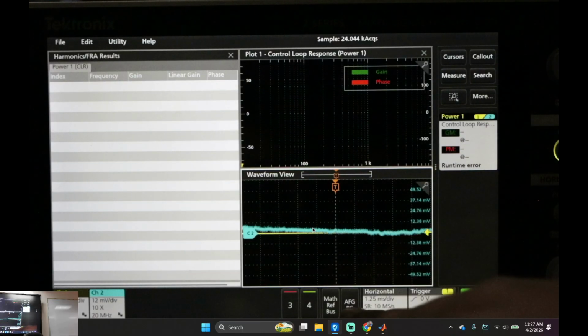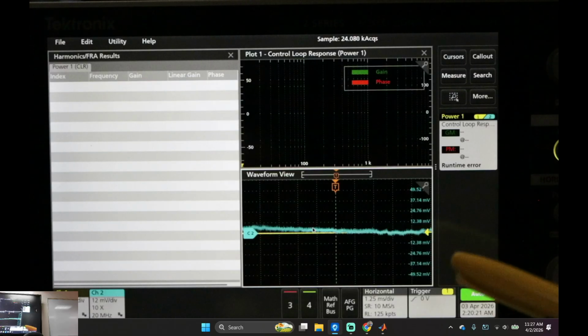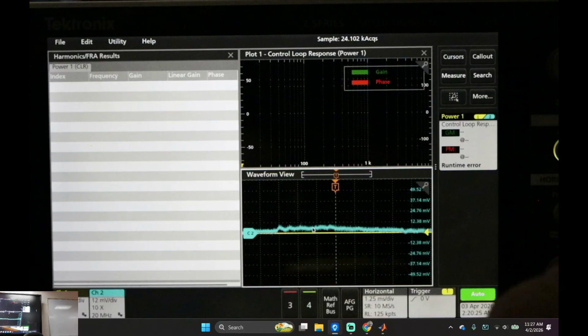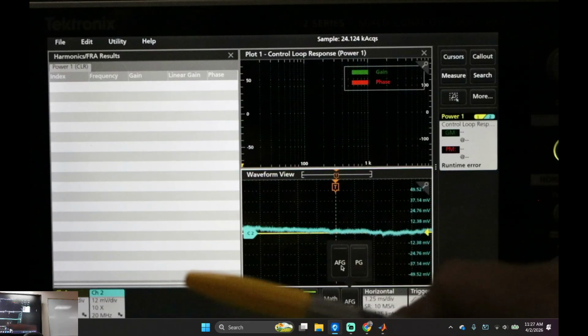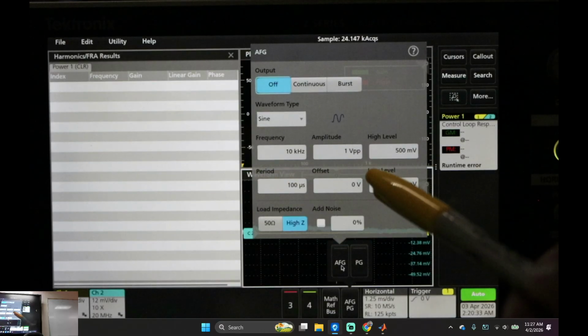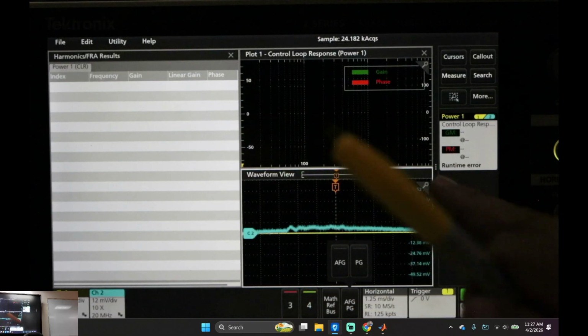So here's the arbitrary function generator, AFG, right there. Let me use a yellow marker, see if this is bright. Hey, it's bright. See AFG right there? Now it's enabled. If I press on it, I can set a function generator, continuous, burst, sine waves, look at all this cool stuff. And I think our maximum frequency can be, and look, high Z, 50 ohms, cool stuff.